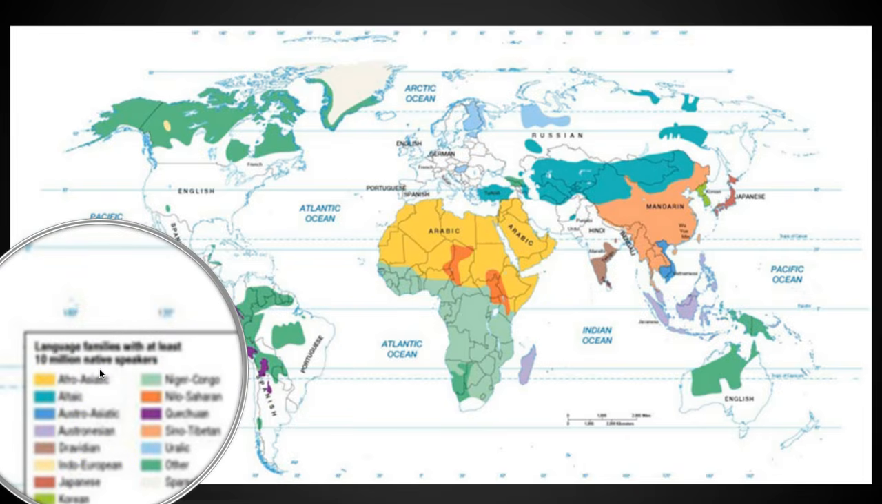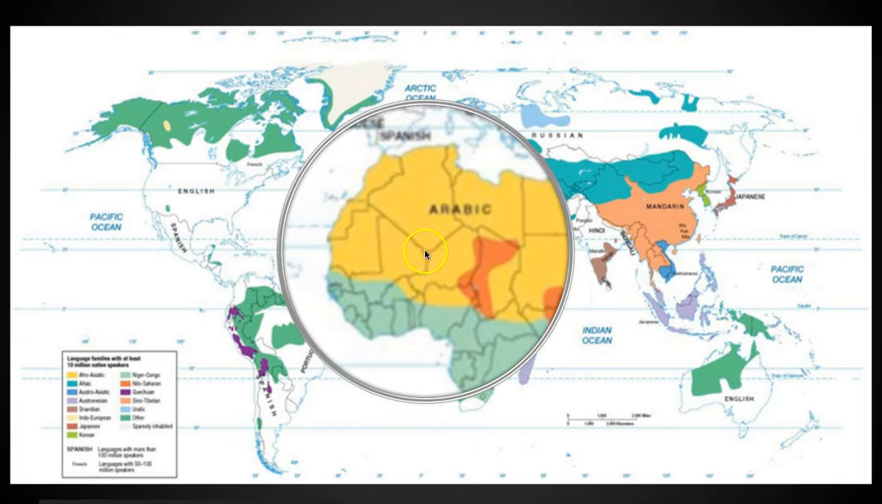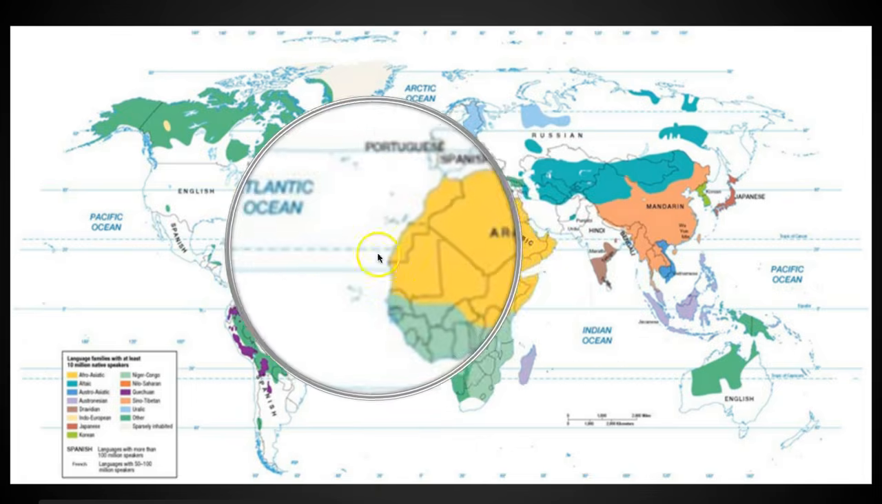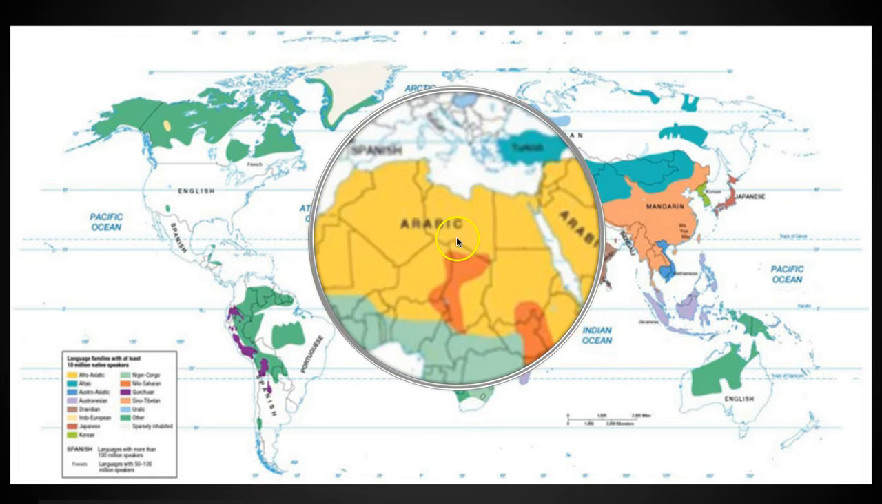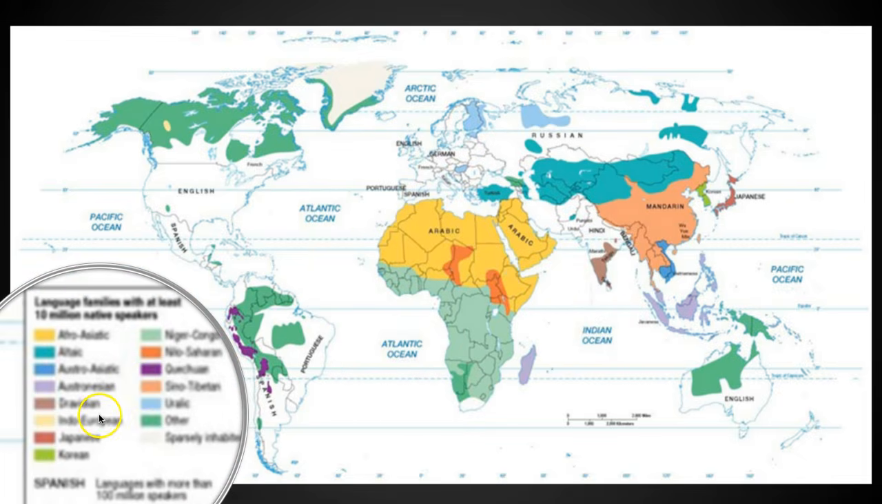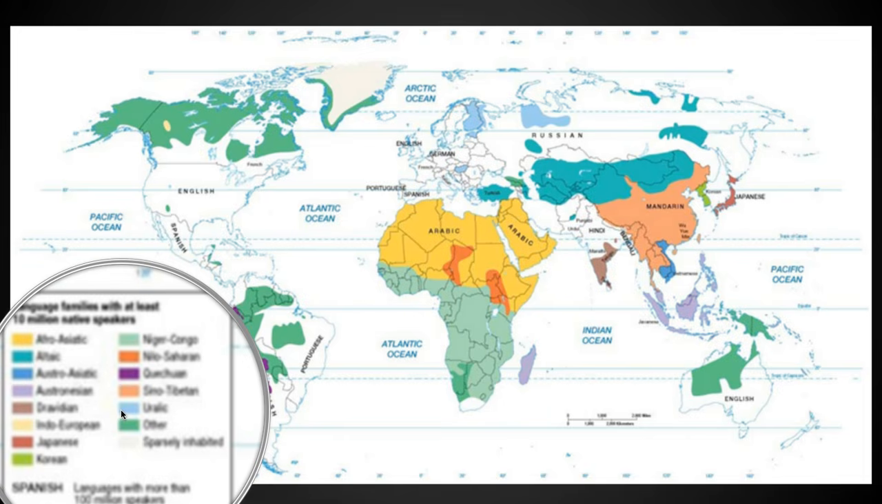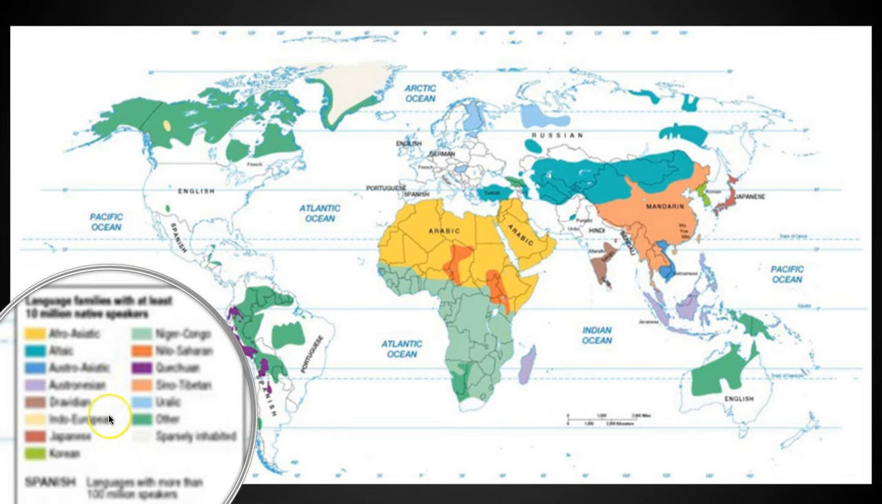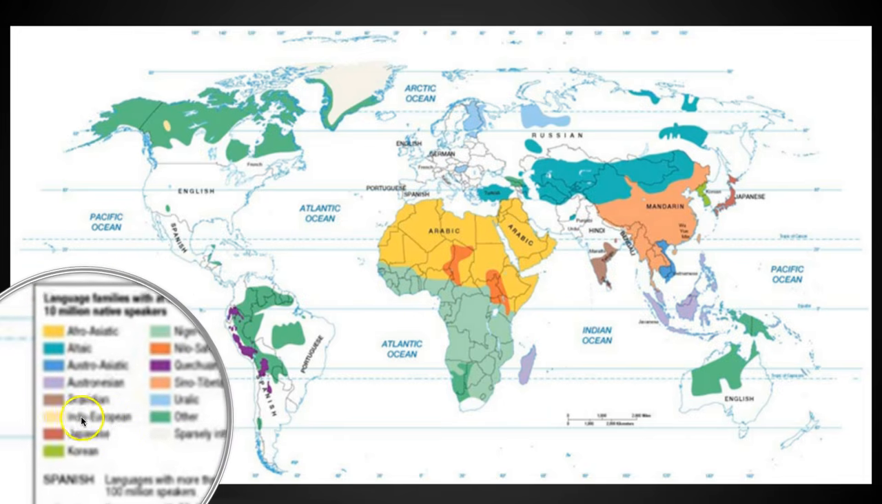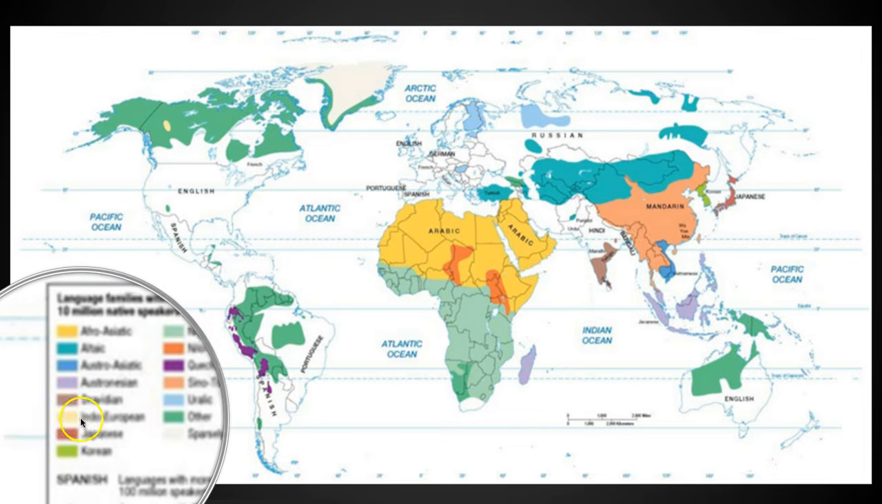Okay, these are language families with at least 10 million native speakers. So when we look at Afro-Asiatic, you think about where might that be? Well, of course, that's going to be Afro in Africa, the continent. What else do we see? The white is really what we need to look at. It's supposed to be this pale color here.